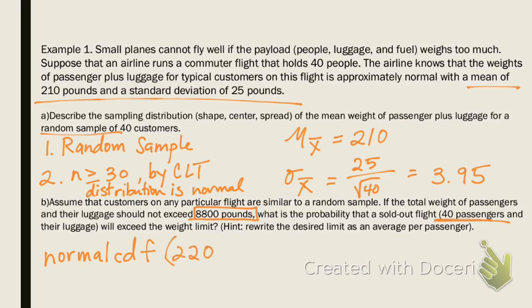220, comma, to infinity, then 210, I believe, and 3.95. Wait, why don't we put it to 5? 3.95. No, oh, because we're dividing it by the square root of the sample size. I know. Okay, what do you end up getting?